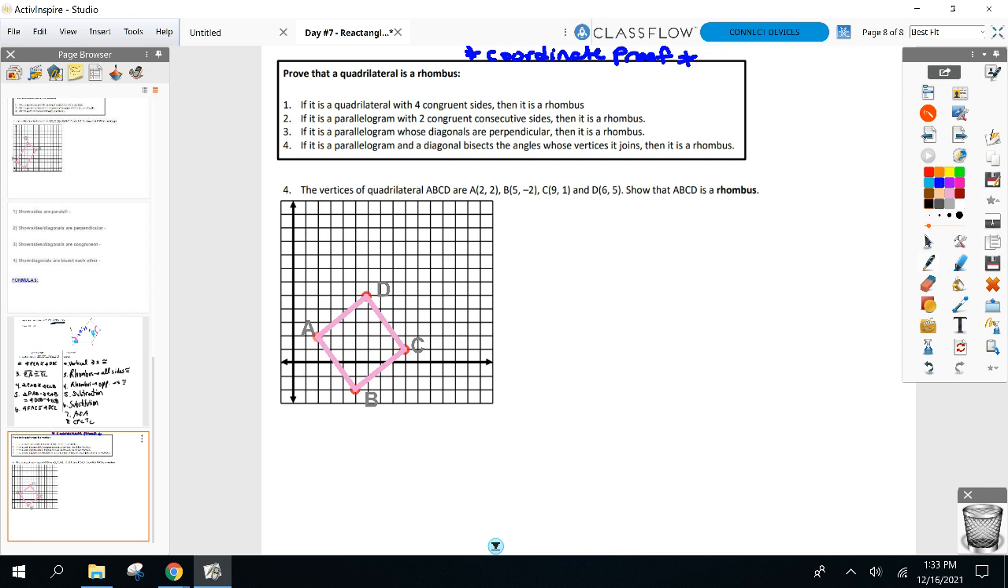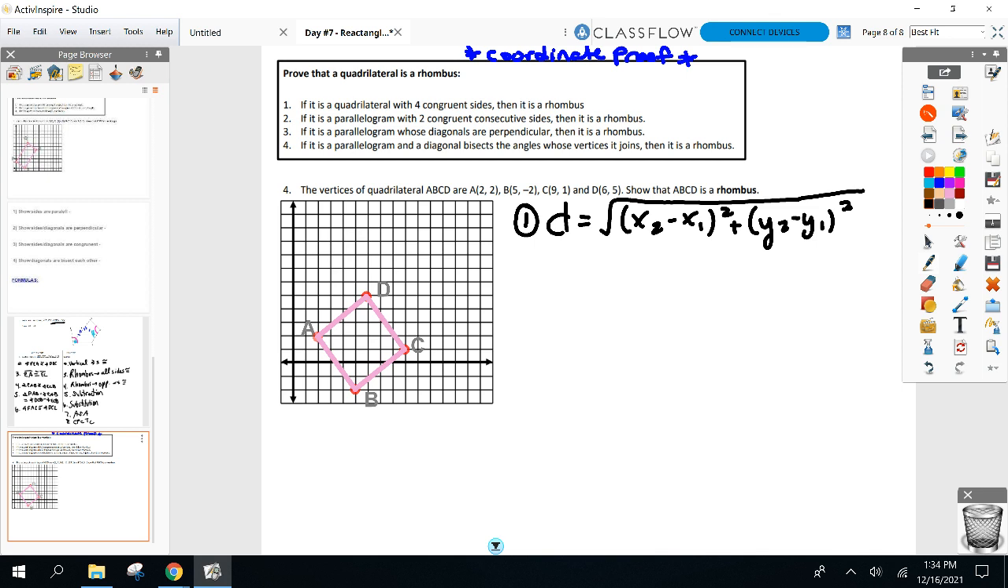So instead of statements and reasons, I'm going to organize this neatly. So step 1, use the formula you want. How are we going to show again all 4 sides are equal? Using what formula? Distance. Anybody remember the distance formula? Big square root. Go ahead, Paul. Think you got it? Yeah. X2 minus X1 squared plus the same thing. There's your distance formula.